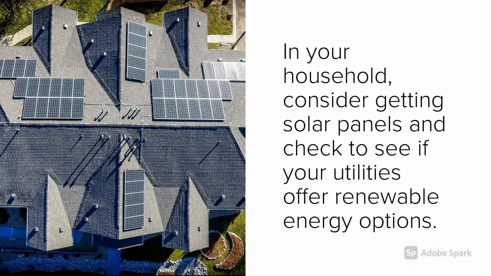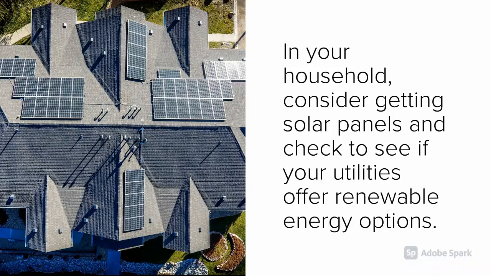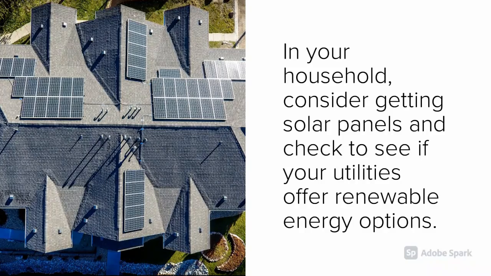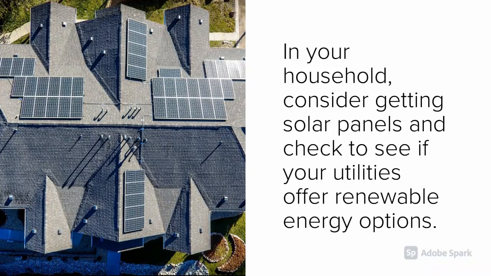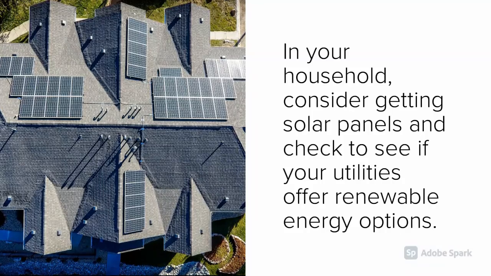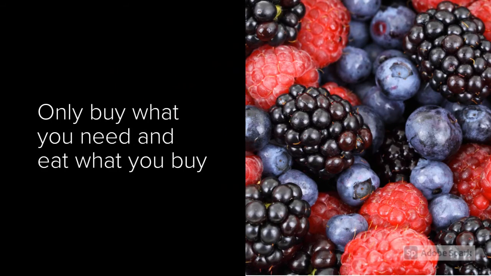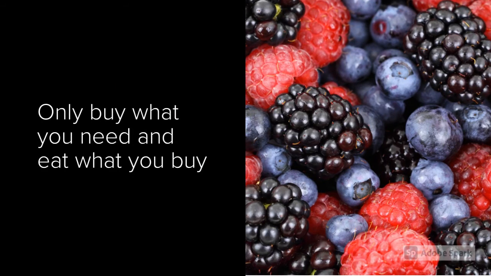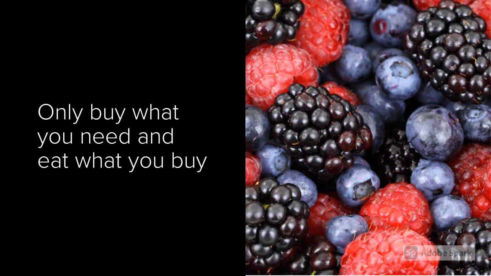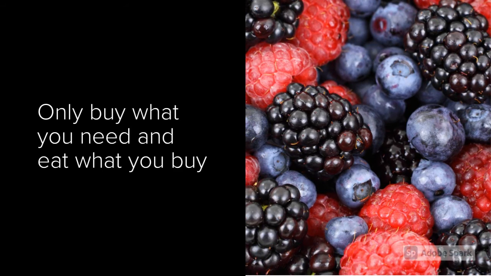In your household, consider getting solar panels and check to see if your utilities offer renewable energy options. Solar panels derive energy from the sun and do not produce any harmful environmental effects. In your home, start looking at your household food waste and commit to cutting it from its current level. Only buy what you need and make sure you eat what you buy.